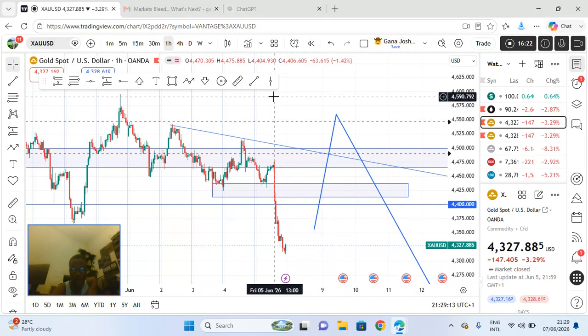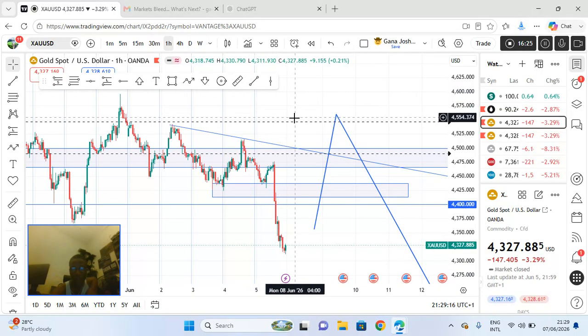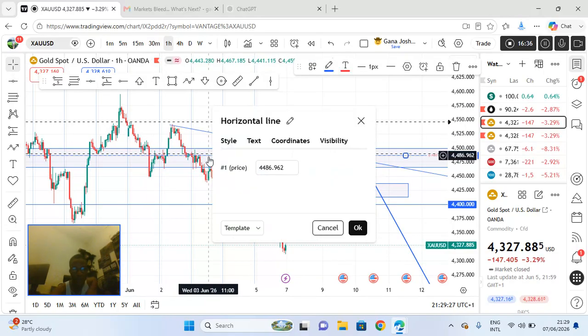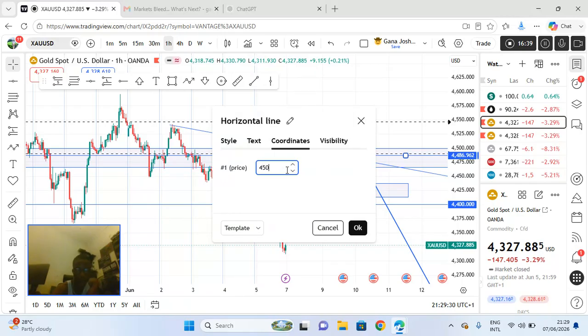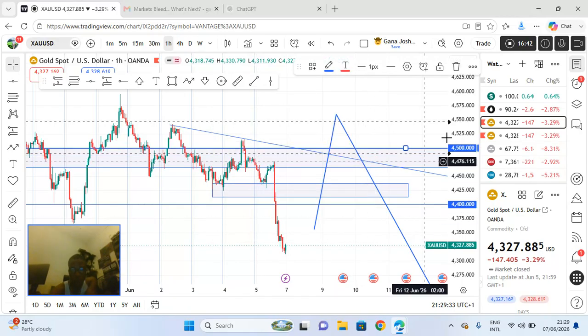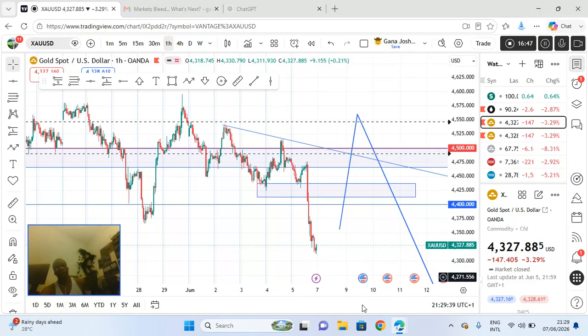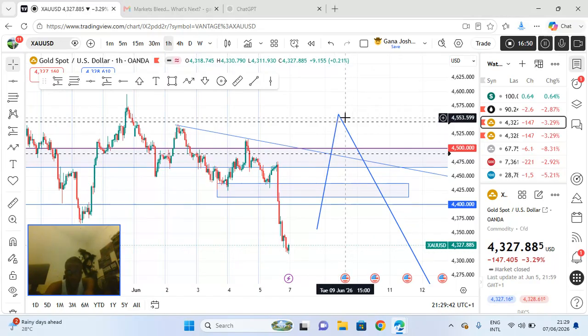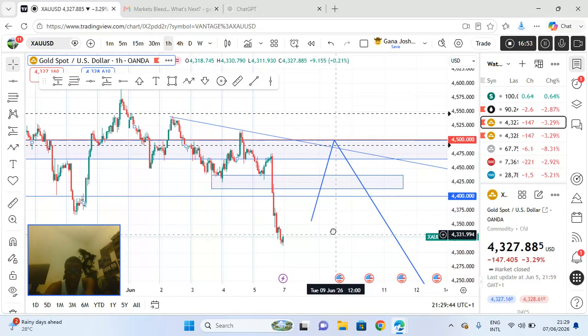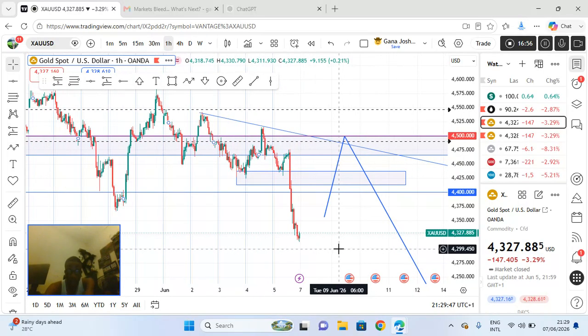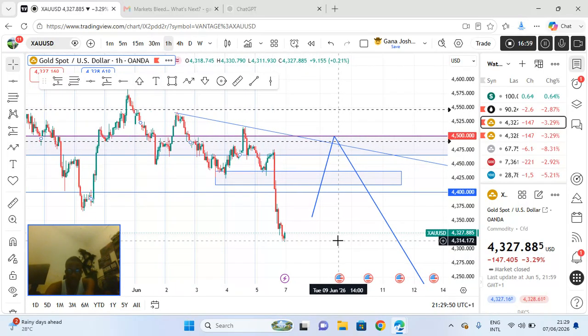4,500. Selling at 4,500 around this level. 4,500 is a good sales zone again. Sweet sell, because it's another sell opportunity. So that's what we see on gold.